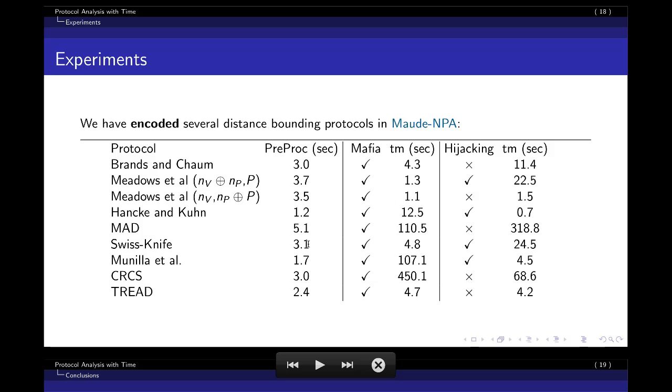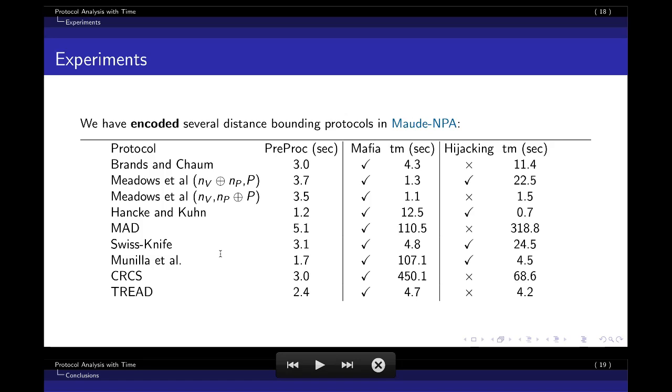With these security properties in mind, we have encoded several distance-bounding protocols in Maude-NPA. But for that, we needed to include some minor modifications in Maude-NPA. One was including the sort Real. Another important one was the connection of Maude-NPA to an SMT solver via Maude's meta-level. This is the first contribution for us.